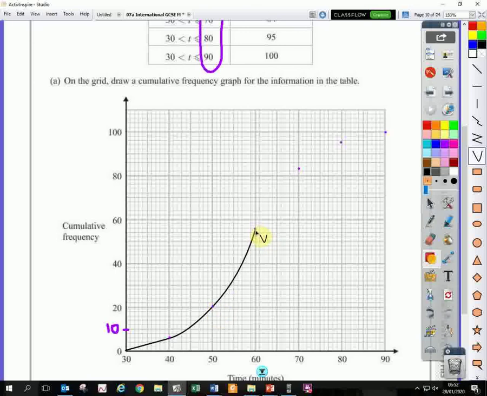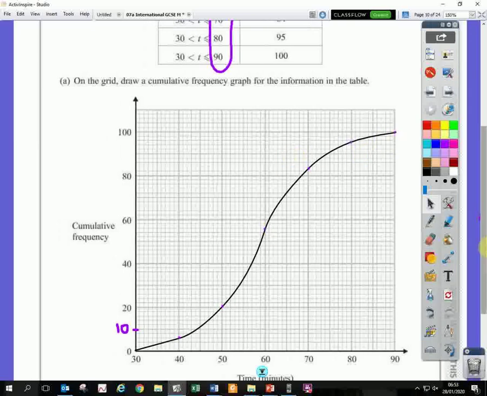The curve has to go through all the points. So it's a smooth and freehand curve. Okay, or it can be dot to dot. That's entirely up to you.